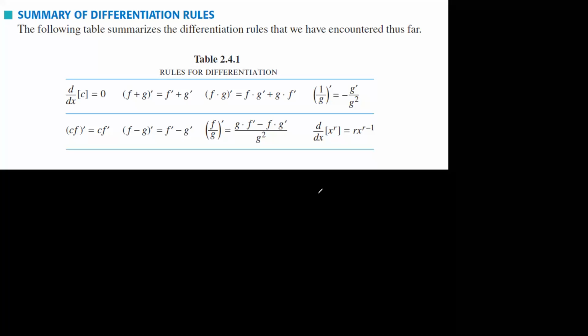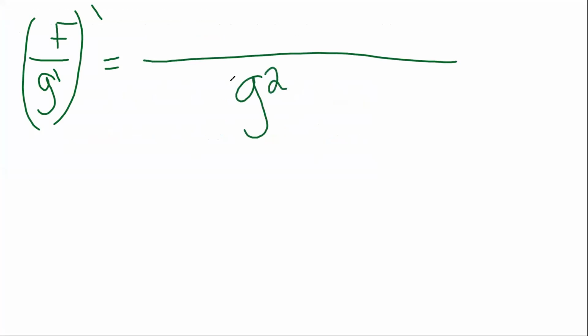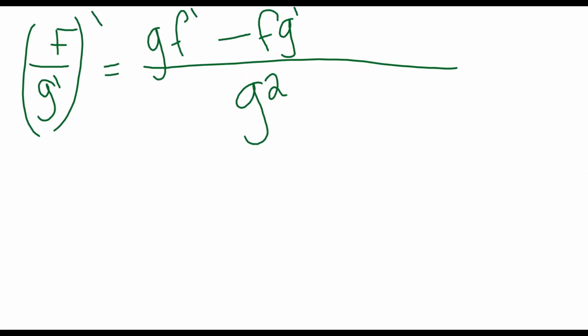Now I will give you a way to find the derivative of 1 over g prime. All of us know that if you have a function f over g and I ask you to find its derivative, we say it is g squared in the denominator, and in the numerator g times f prime minus f times g prime.